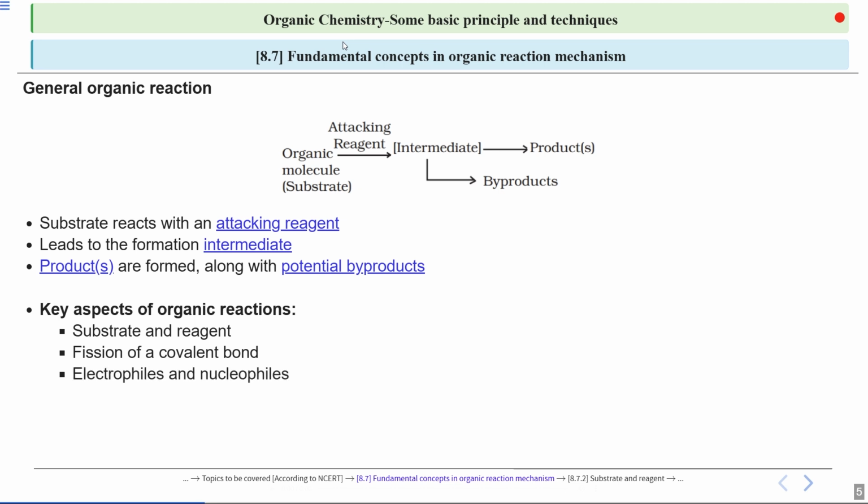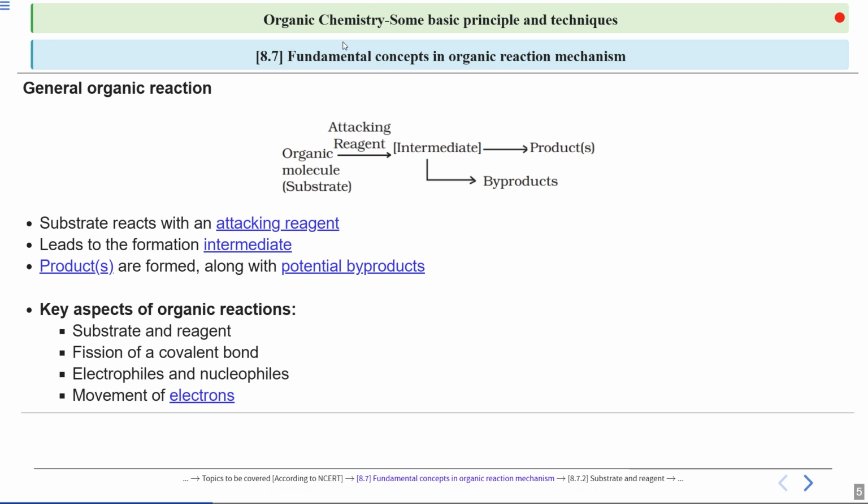Third thing is, substrate and reagent can be classified as electrophiles and nucleophiles. Either your substrate can be an electrophile or nucleophile, or your reagent can be a nucleophile or electrophile respectively. So it is very important to understand which one is the electrophile and which one is the nucleophile for facilitating the reaction further.